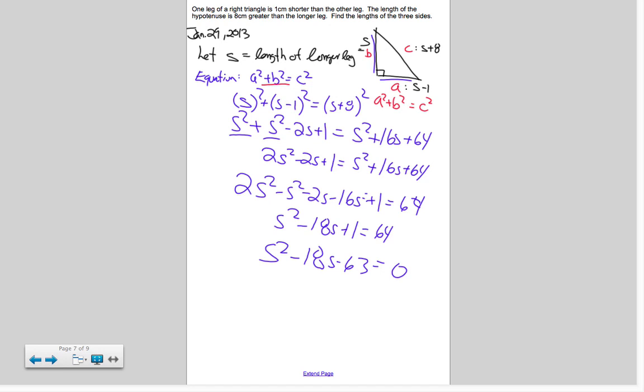2s squared minus s squared gives us an s squared. We had 2s squared here. We subtracted s squared from both sides, and then we're left with s squared.